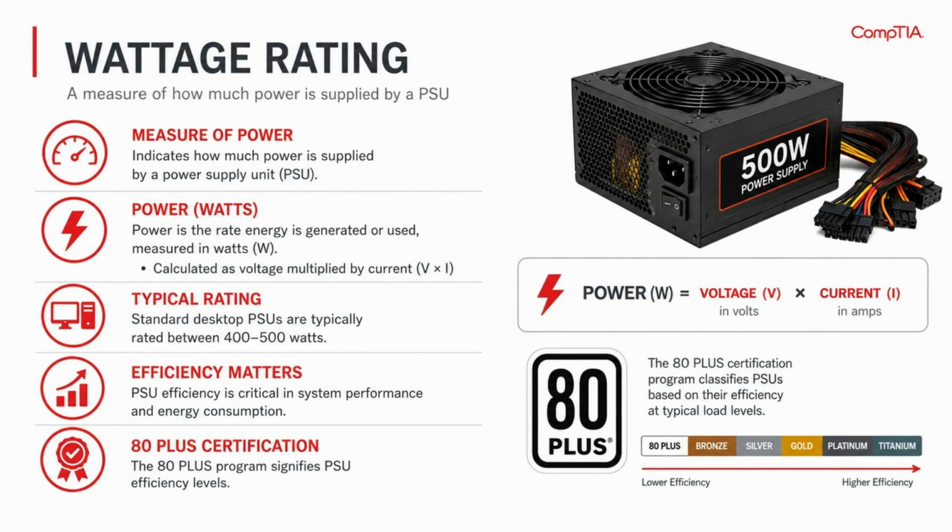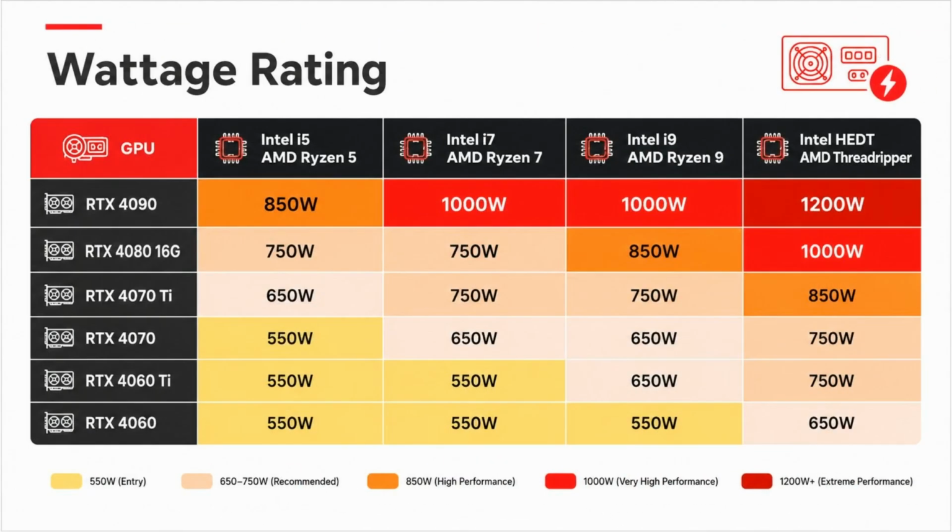Wattage rating tells you how much power a PSU can provide. Remember that power is voltage multiplied by current. Beyond raw power, check for 80+ certification, which indicates the efficiency of the power conversion process. This chart highlights recommended wattage ratings based on your CPU and GPU pairing. Higher performance components typically demand higher wattage power supplies to maintain system stability.